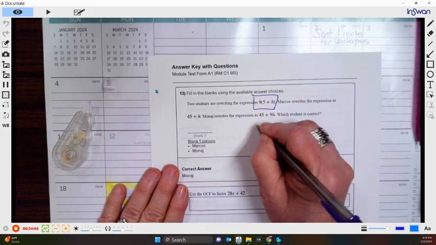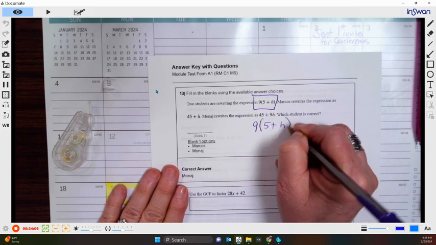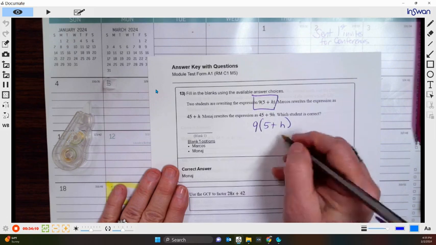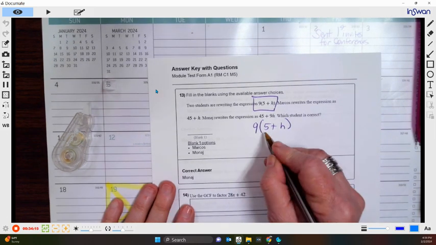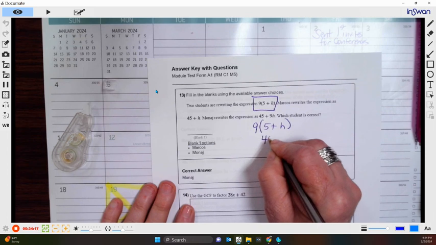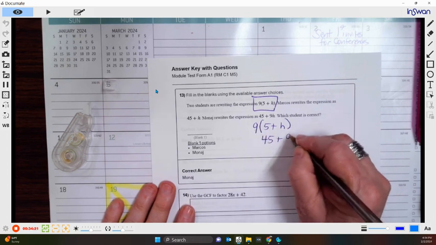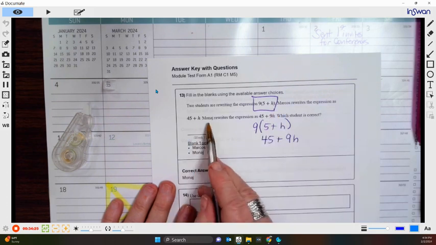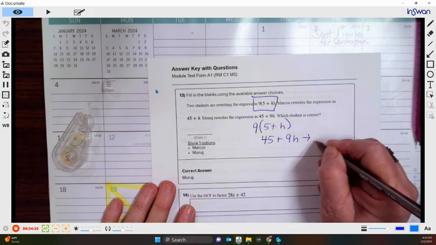So if I have 9 times the quantity of 5 plus h, that means I have to take my 9 and multiply it times both values to simplify this, or to distribute it. So if I have 9 times 5, that is 45. Plus, I have to multiply 9 times h, that is 9h. So looking at this, Monaj is the one who got it correct.